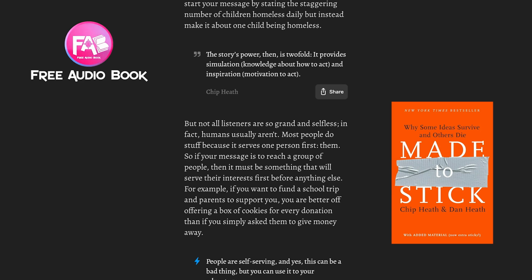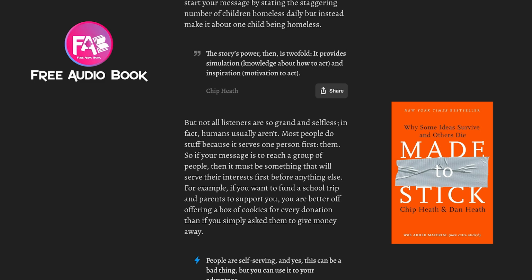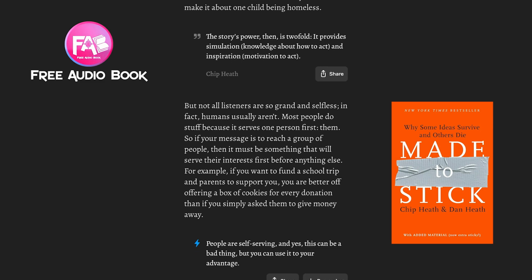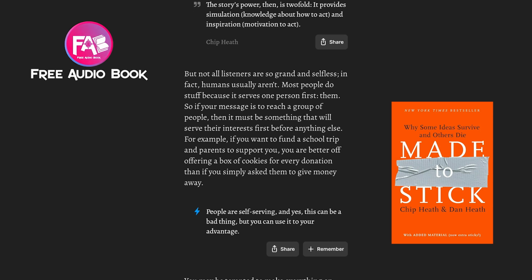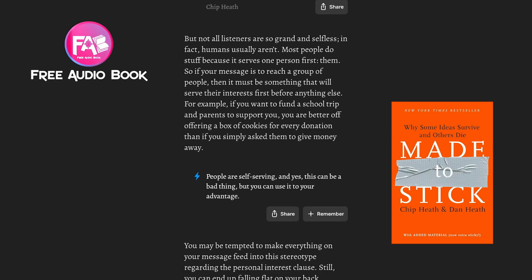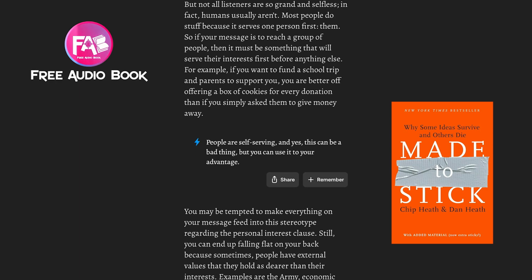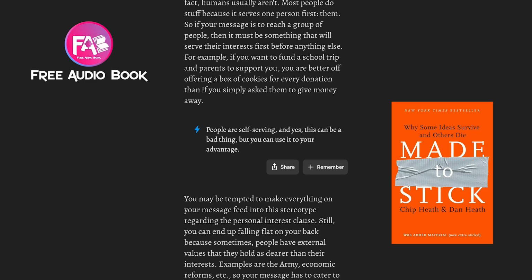For example, if you want to solicit support for homeless children, don't start your message by stating the staggering number of children homeless daily, but instead make it about one child being homeless. The story's power, then, is twofold. It provides simulation, knowledge about how to react, and inspiration, motivation to act. Chip Heath. But not all listeners are so grand and selfless. In fact, humans usually aren't. Most people do stuff because it serves one person first, them. So if your message is to reach a group of people, then it must be something that will serve their interests first before anything else.